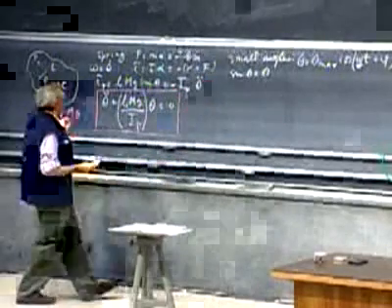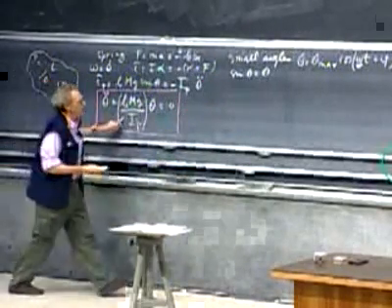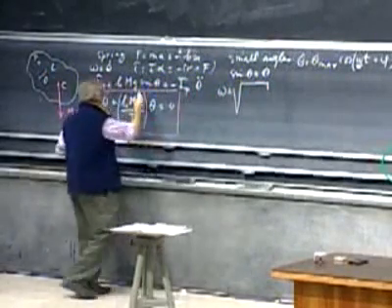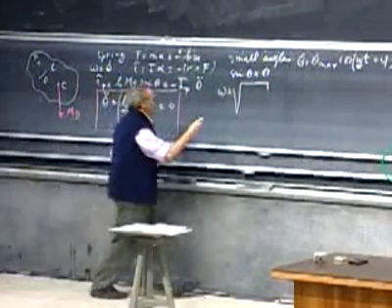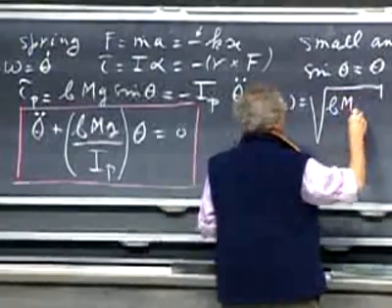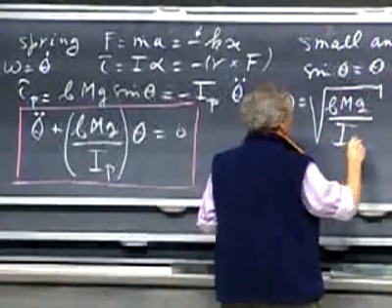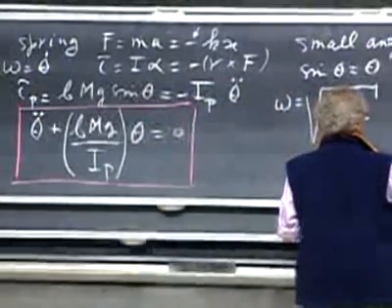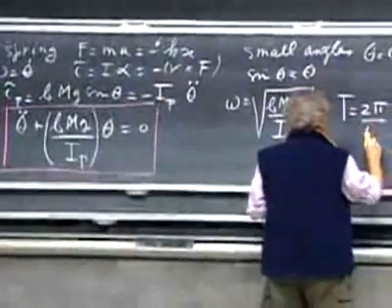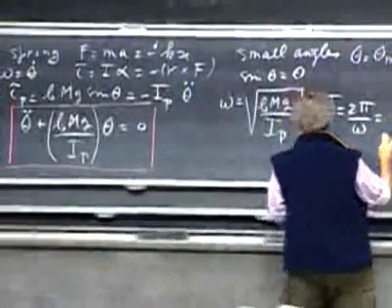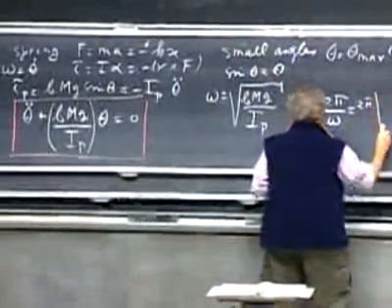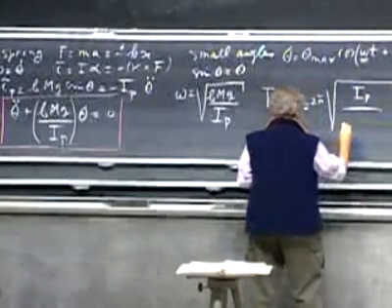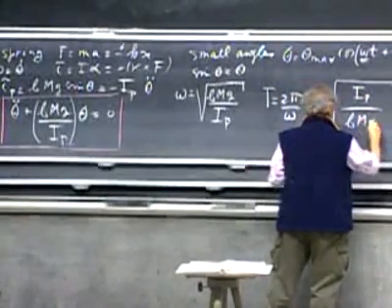So we know that the solution to this differential equation gives me omega is the square root of this constant. So that is b mg divided by the moment of inertia about that point P. And so the period of oscillation is 2 pi divided by omega, and so that is 2 pi times the square root of I relative to point P divided by b mg.